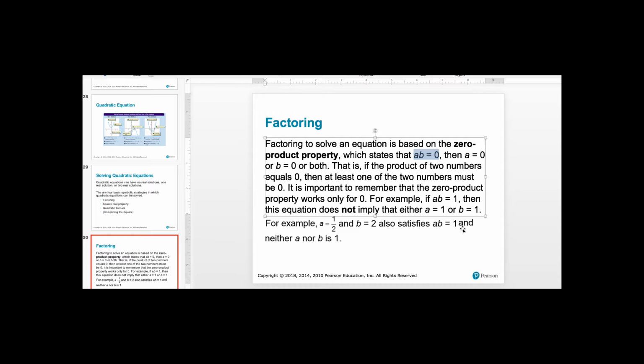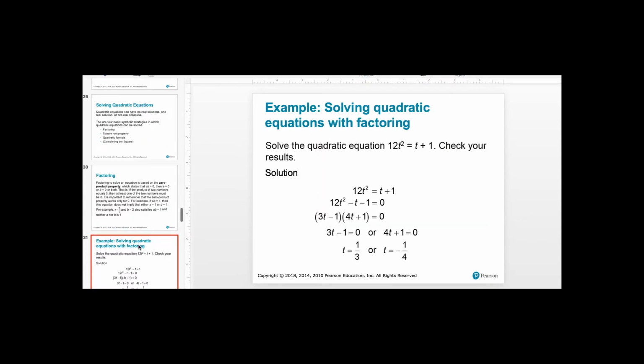or both A and B are 0, because 0 times 0 is 0. But at least one of them has to be. It doesn't mean that they both are, but one of them has to be at least 0. So that's all that's basically saying, and that's setting us up for what we're about to do.